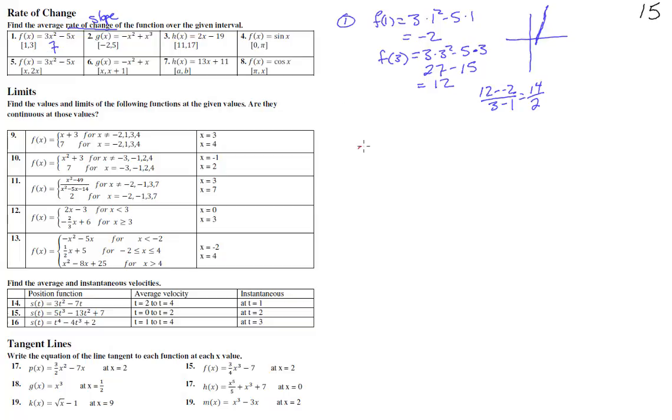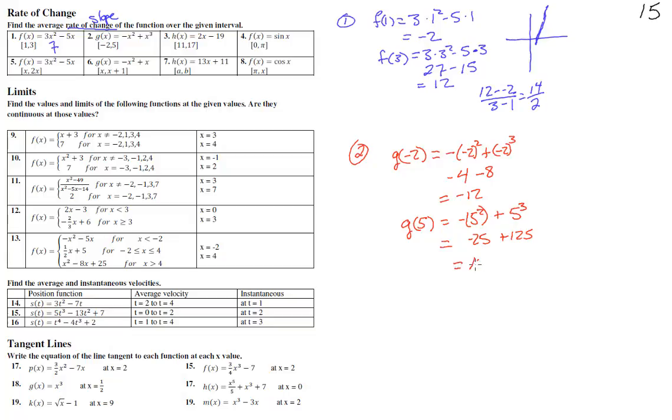Number 2, we're going to go from negative 2 to 5. So we've got to stick in negative 2, see where we are. That's negative 2 squared plus negative 2 cubed. That's negative 4 minus 8. That's a negative 12 there. And what about g of 5? We get negative 5 squared plus 5 cubed. This is going to be negative 25 plus 125. What does that equal? That's positive 100.